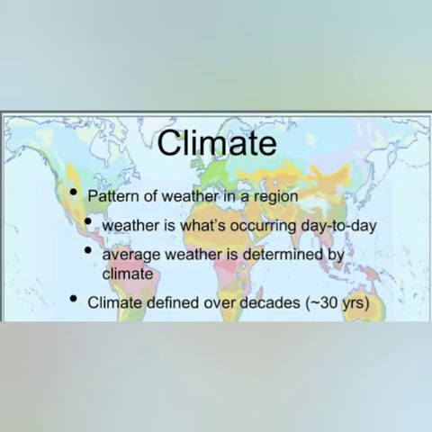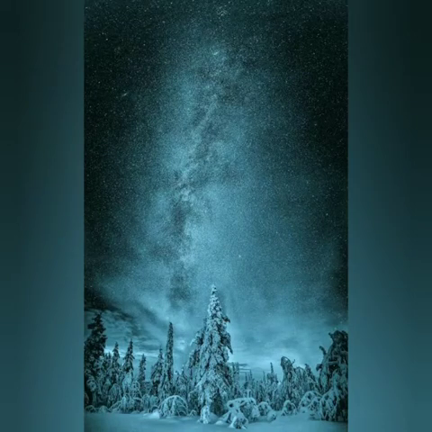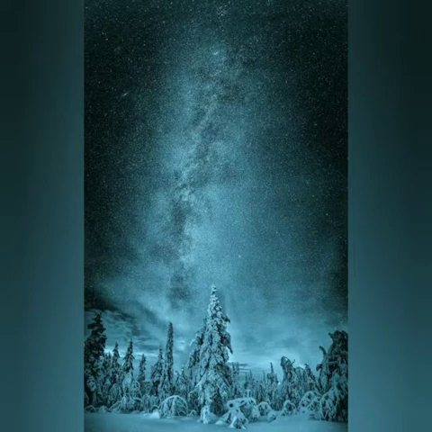Our next word is climate. It's a pattern of weather in a region. So in Egypt, it's normally warm. Weather is what's occurring day to day. We know that one. Average weather is determined by the climate. And climate defines over decades, so 30 years. So the climate in Egypt is normally warm. Now, let's go and look at the Arctic Circle.